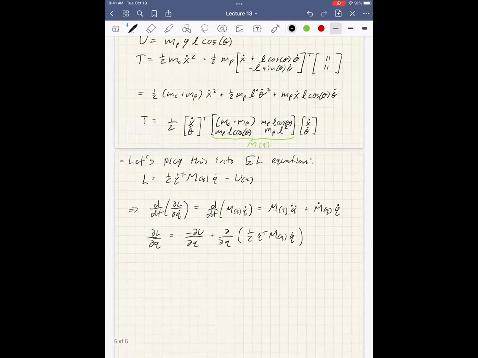So if I put these together, those are the two pieces. I get m of q times q double dot, and then I group all those derivatives of m together. So I get this m dot times q dot, and then this partial with respect to q of 1/2 q dot transpose m of q q dot. And then I get the partial U partial q term, and this all has to equal 0. This is just me massaging the Euler-Lagrange equation and plugging in that quadratic form.